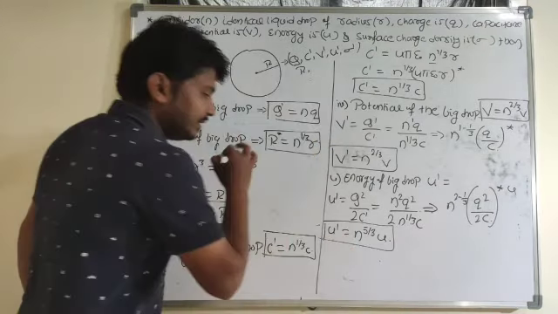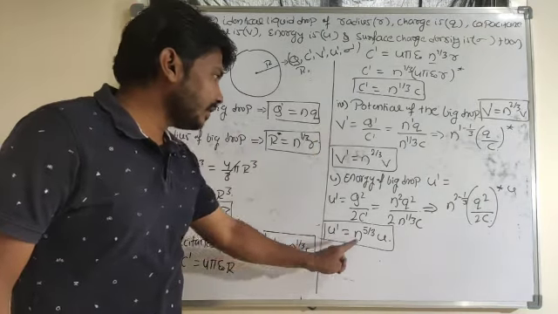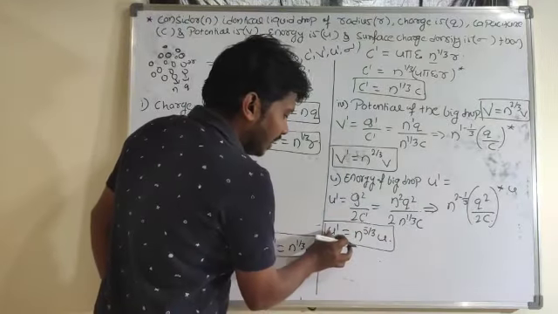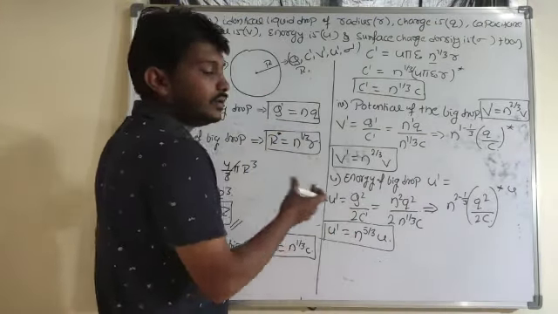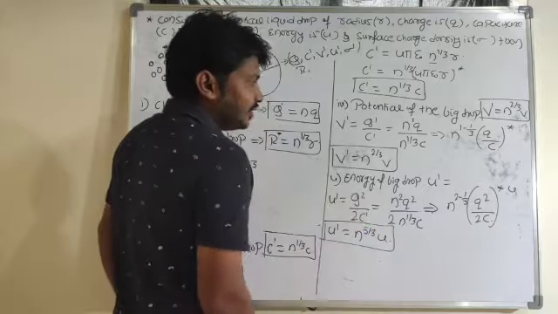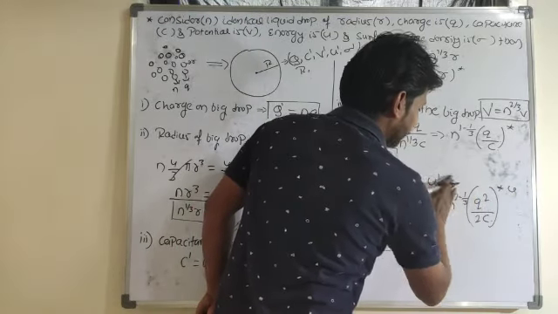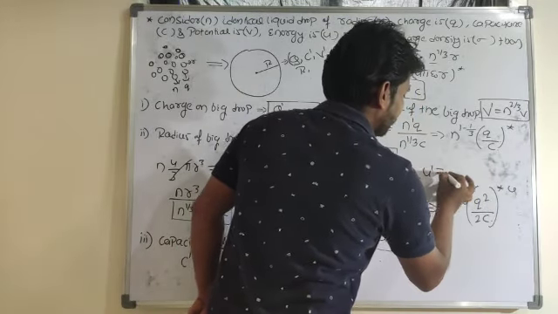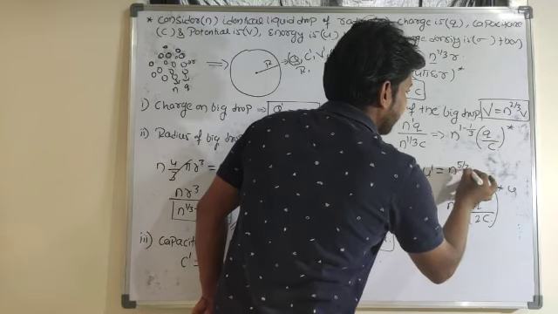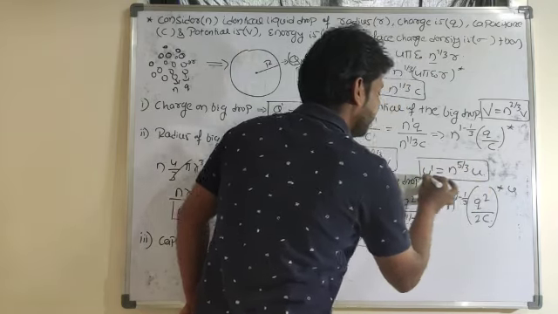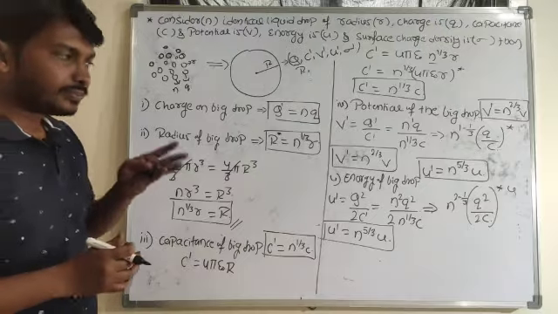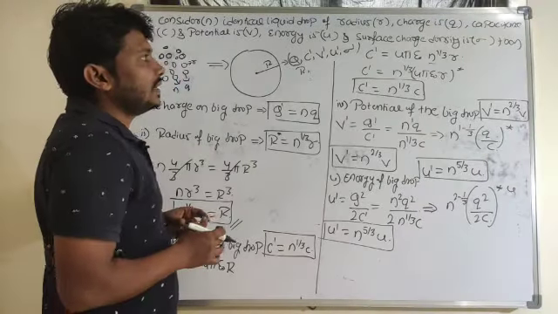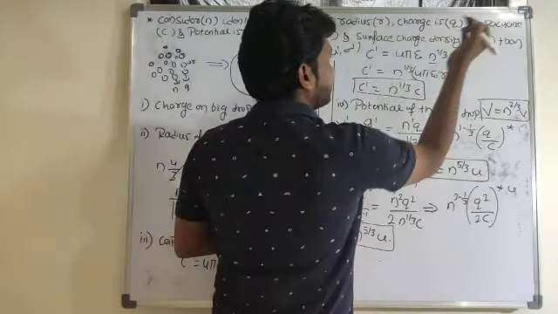So what is the mathematical expression I get here? Energy of the bigger drop is equal to n to the power of 5 by 3 into energy of the smaller drop. So let me find out the last one, surface charge density.